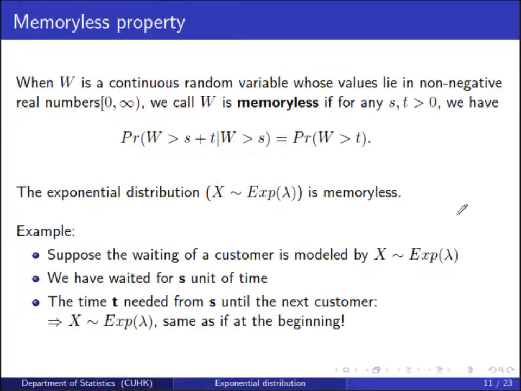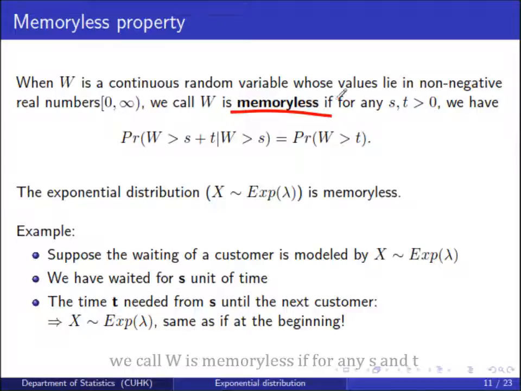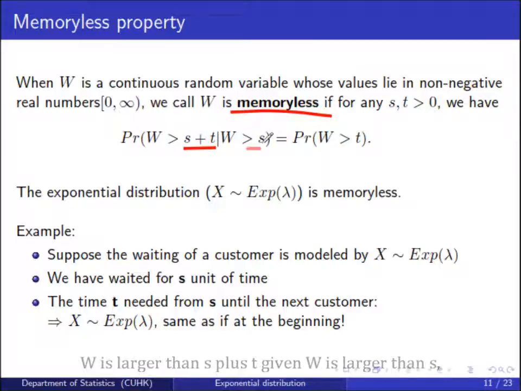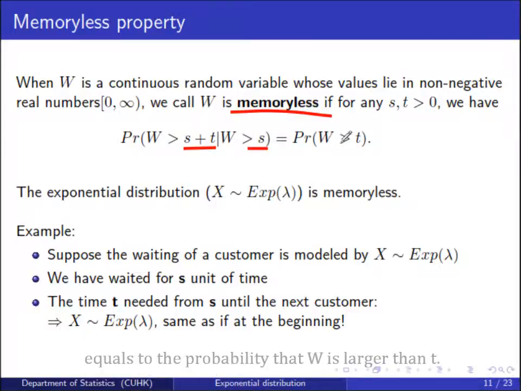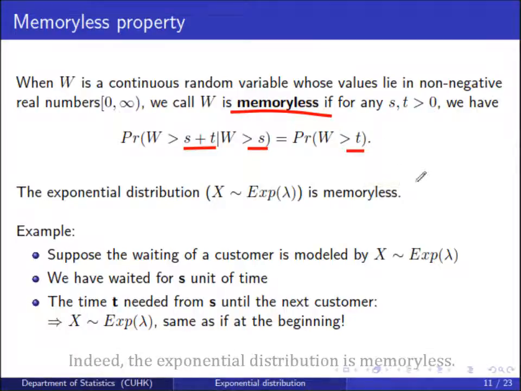Memoryless property. When W is a continuous random variable whose values lie in non-negative real numbers, 0 to positive infinity, we call W memoryless if for any s and t that are larger than 0, the conditional probability that W is larger than s plus t given W is larger than s equals the probability that W is larger than t. Indeed, the exponential distribution is memoryless.